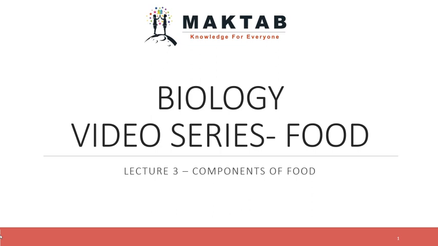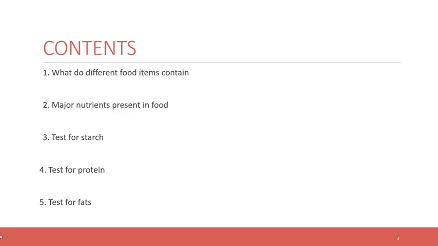Yesterday, we completed our first chapter of biology, which was food. Where does it come from? Now, let's begin our second chapter, which is components of food. Let's take a look at the contents. So, the table of contents is right here.